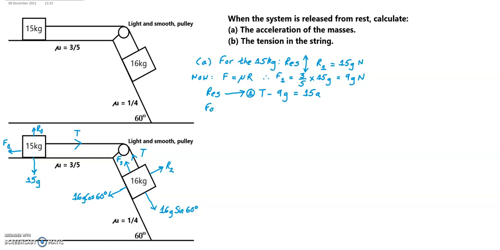Now for the 16 kilogram mass, resolving perpendicular to the plane, i.e. in this direction. Again, it's a double arrow because the 16 kilogram mass is not moving perpendicularly to the plane, only parallel to the plane. So here R2 will be balanced by 16g cos 60 degrees. And this equals 8g newtons.